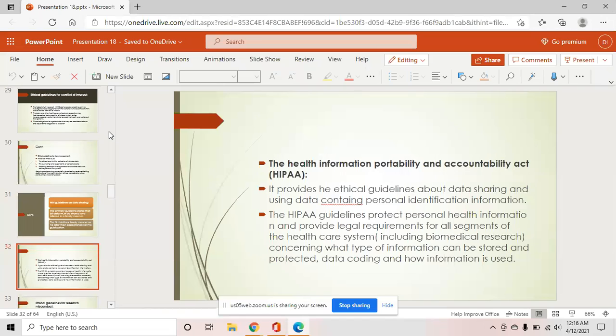The Health Information Portability and Accountability Act, HIPAA, provides the ethical guidelines about data sharing and using data containing personal identification information. The HIPAA guidelines protect personal health information and provide legal requirements for all segments of the healthcare system, including biomedical research, concerning what type of information can be stored and protected, data coding, and how information is used.